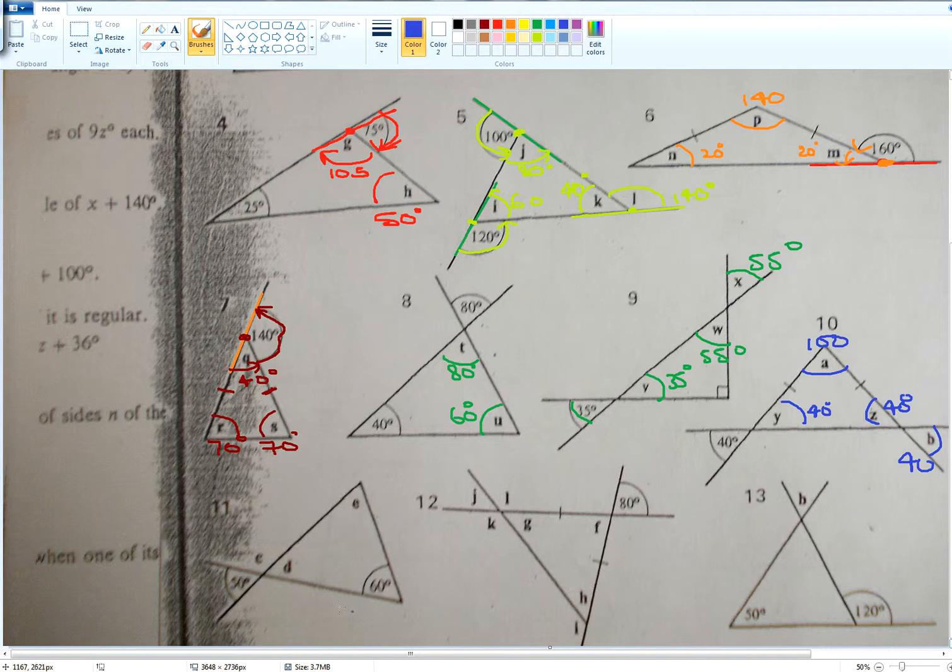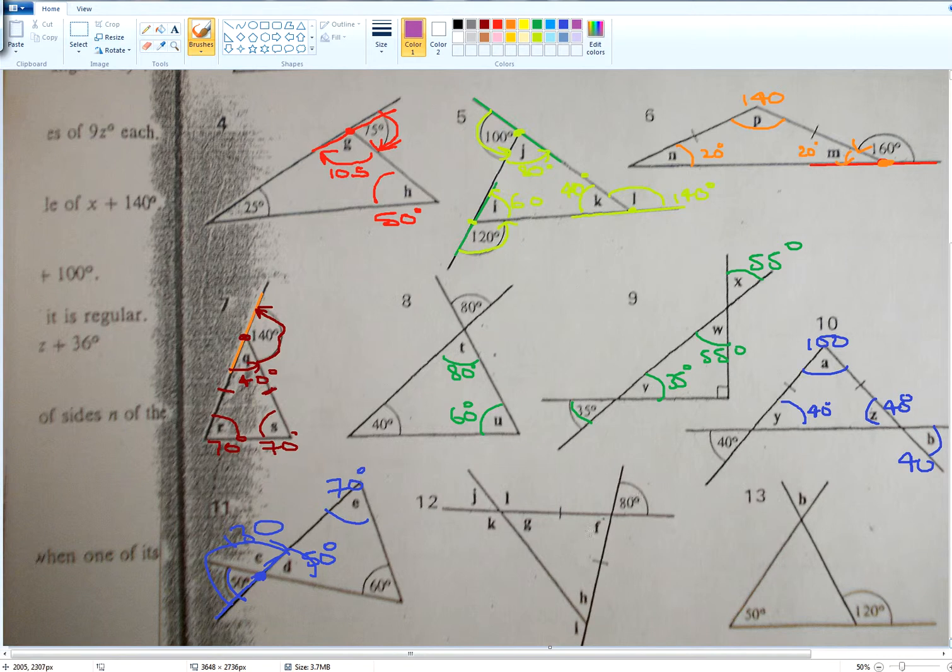Okay, this 50 here is vertically opposite to D. So D is also equal to 50. 50 plus 60 is 110, so E will be equal to 70. Now, these two angles will add up to 180 because they are angles at a point on a straight line. So that will be 130.